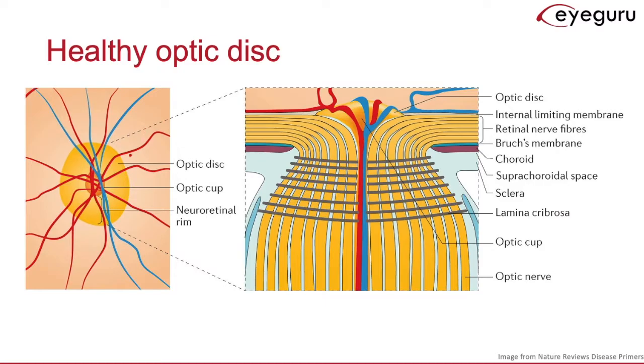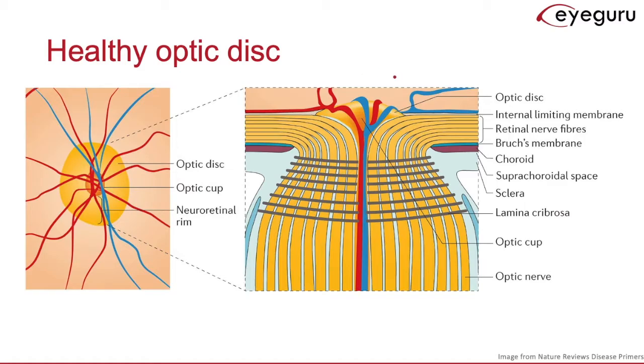In a healthy eye, the optic cup is actually quite small compared to the optic disc. The normal range for this cup-to-disc ratio can vary, but a commonly used cutoff is about 0.4, where values above this increase the likelihood and suspicion for glaucoma.